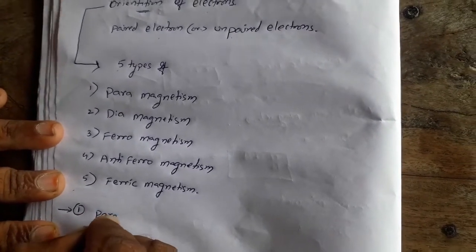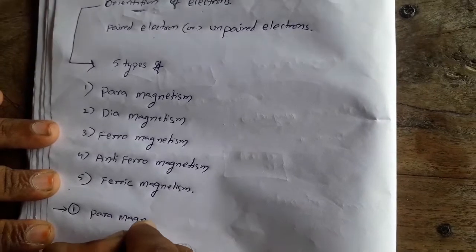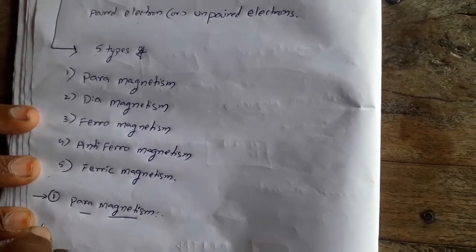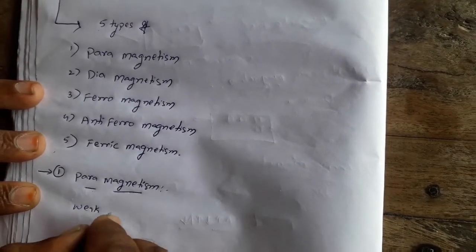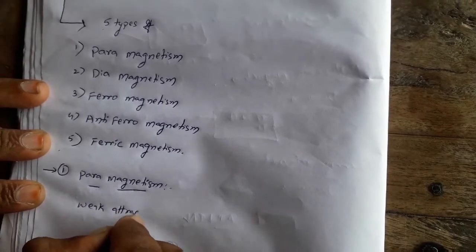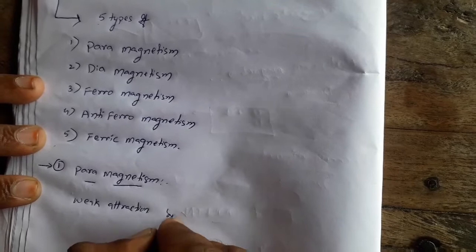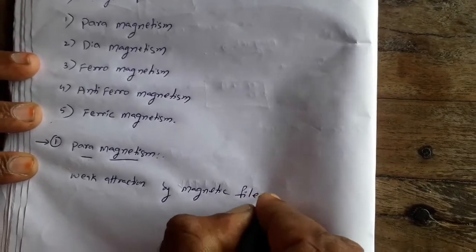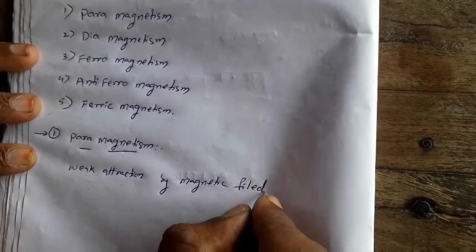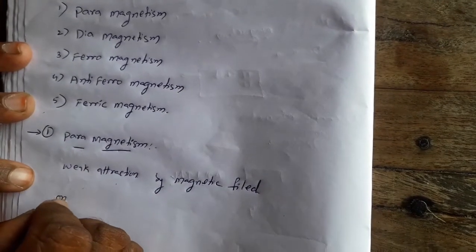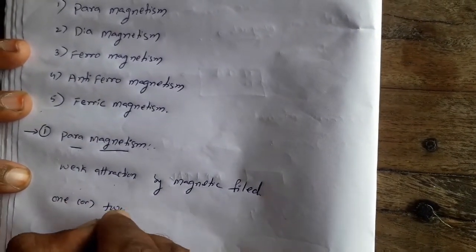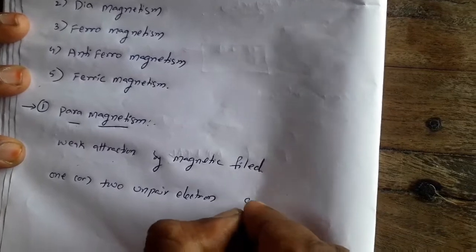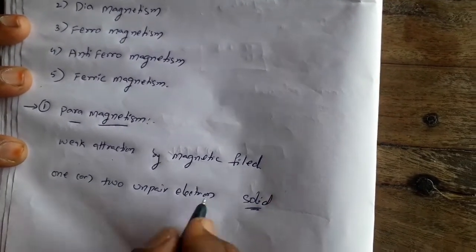Five types. First one, paramagnetism. In paramagnetism, when applying a magnetic field, the solid can be attracted by the magnetic field, a weak attraction. When applying the magnetic field, there is a weak attraction because in the solids one or two unpaired electrons are present. That is known as paramagnetism.